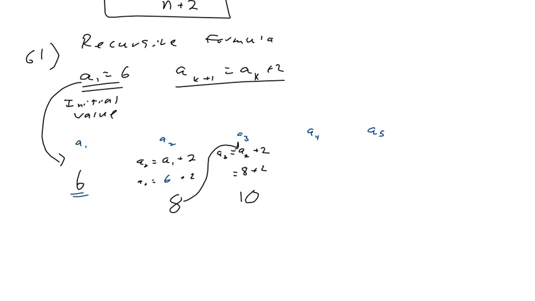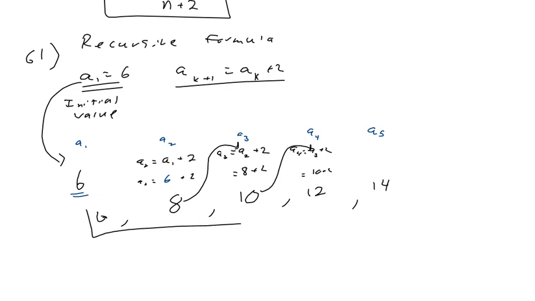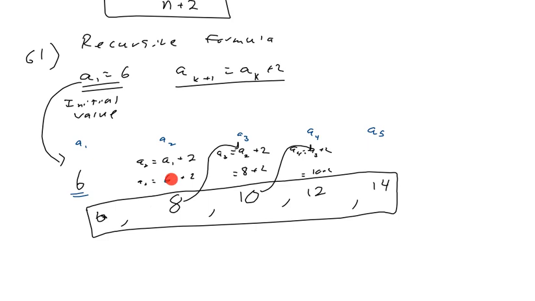Same thing here. A4 is A3 plus 2. Take the last number, feed it into the next number. That's going to be 10 plus 2 is 12. And then clearly this is going to be 14. So 6, 8, 10, 12, 14. That is the first 5 numbers of this recursive formula. So that's how recursive formulas work. You take the previous number, this 6, you plug it into the next equation.